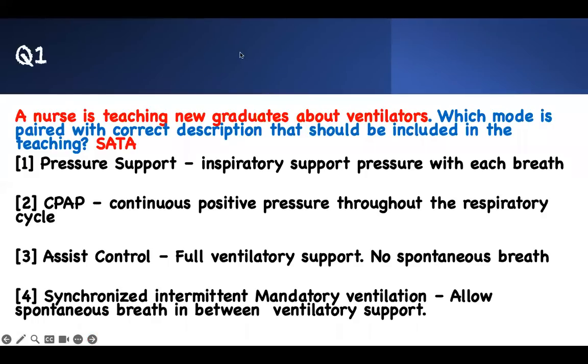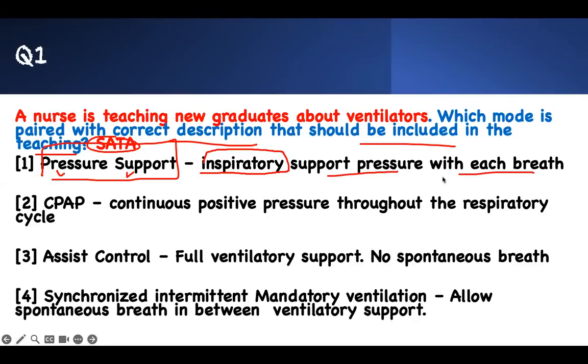Now, these are the questions. Test-taking skills from the back. Which mode is paired with the correct description that should be included in the teaching? The nurse is teaching a new graduate about ventilators. Support, okay? Test taking: it's just pressure support. I'm not doing anything, I'm just supporting you. Even if you don't know, look at it. If this sounds like support, the only thing that will trap you is the inspiratory. But I see support pressure with each breath. This is correct. And it happens during inspiratory. So this is correct.